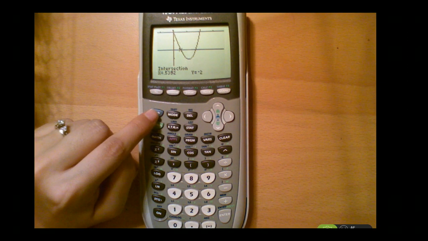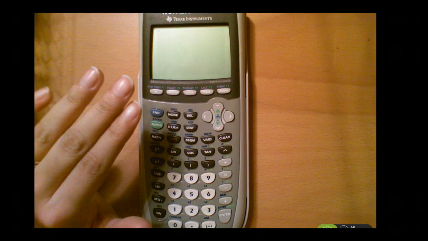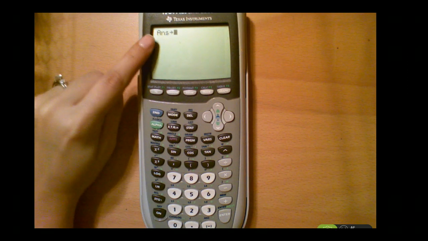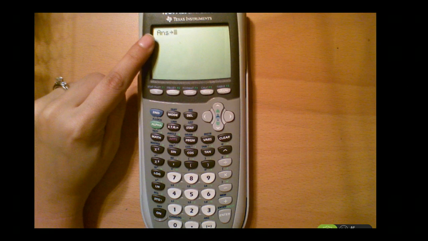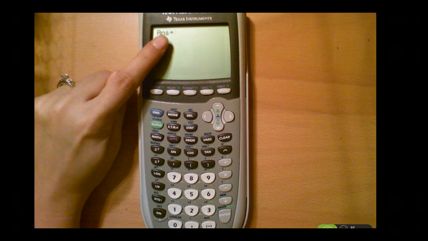So we're going to go second quit. So now here's my home screen, and the first thing I want to press is store. So I'm going to press the store button. And what it's saying is that your previous answer, which it was holding as that x value of the point of intersection, this little arrow is saying, where do you want to put that?